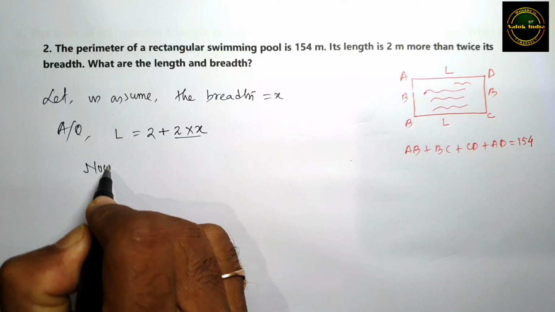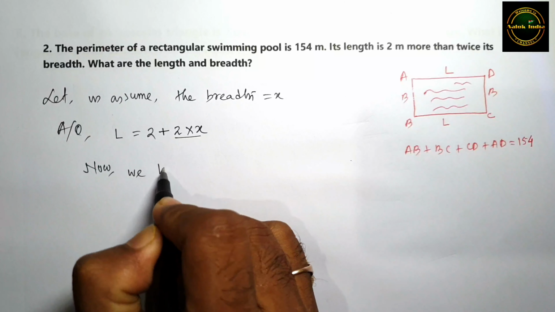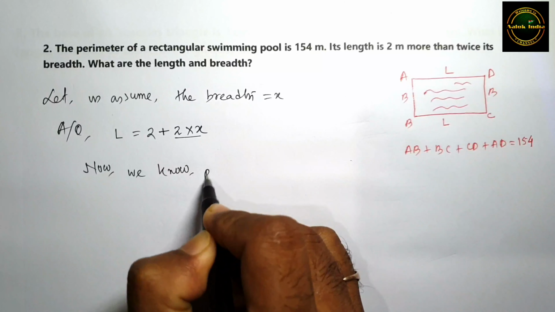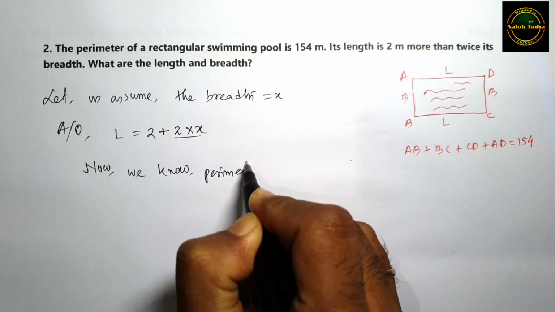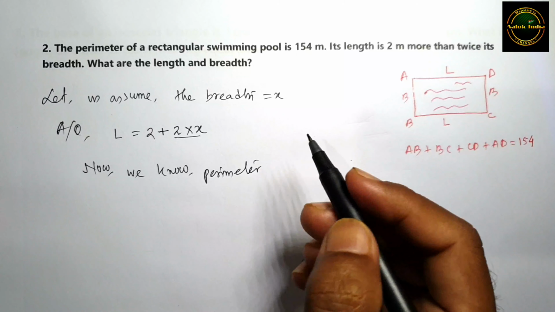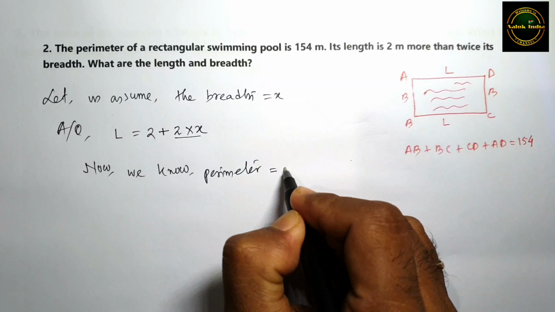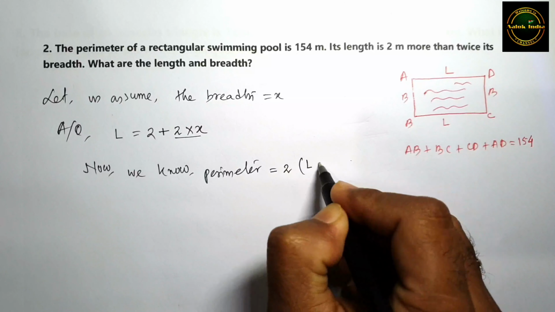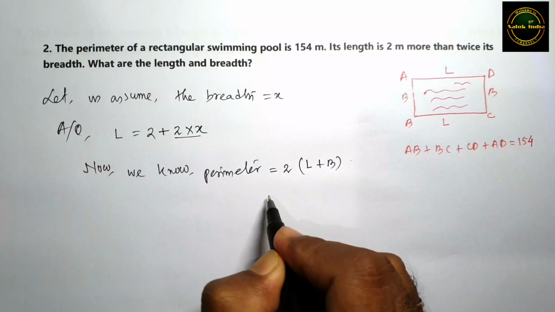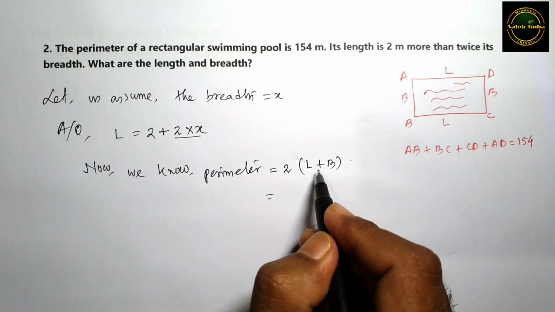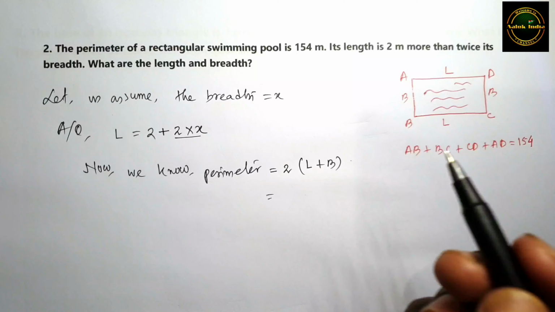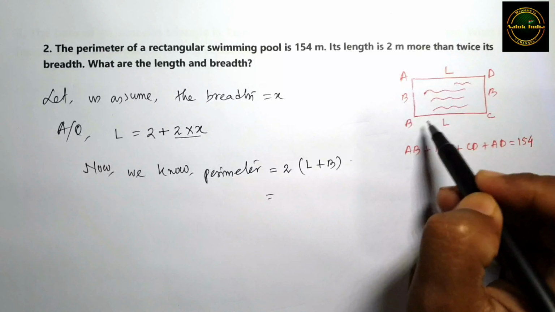Now we know the perimeter of any rectangular shape is nothing but 2 into length plus breadth. Why 2 into length plus breadth? Because there are 2 lengths and 2 breadths.